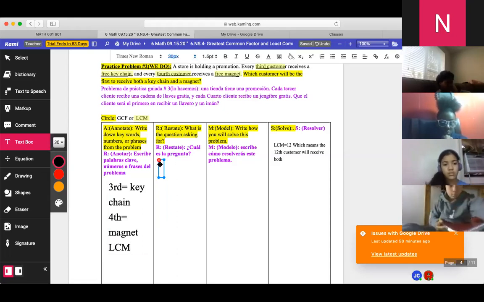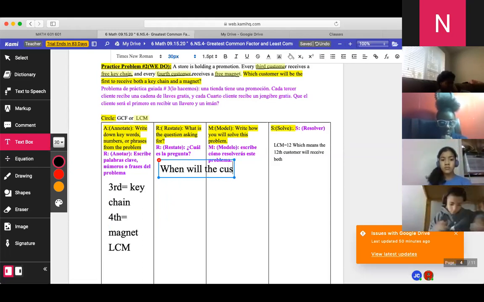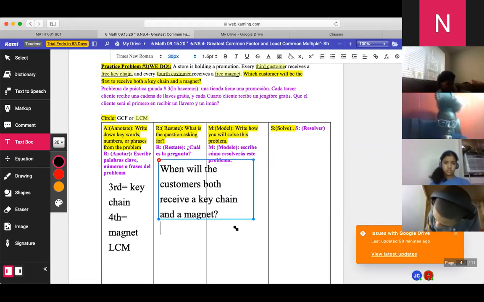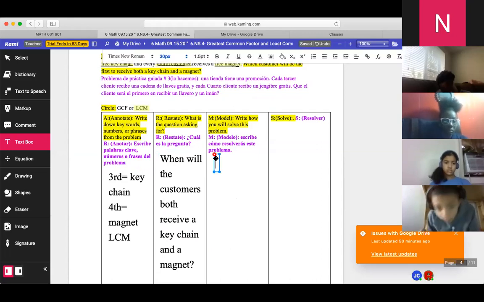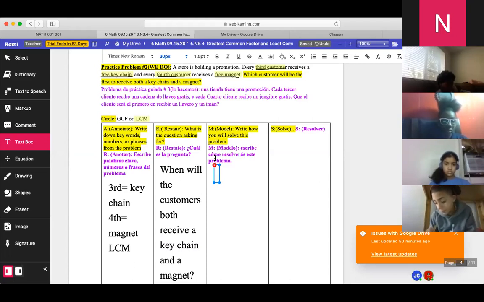So what do we have to solve for? Which or when will the customers both receive a keychain and a magnet? Like which number customer will receive both, right? However you want to write it. You can either take what we wrote, my words, whatever words you want. We're going to model this, as I just mentioned, because they're dealing with "every," we're going to find the least common multiple. So we're going to find the LCM, least common multiple, of 3 and 4.